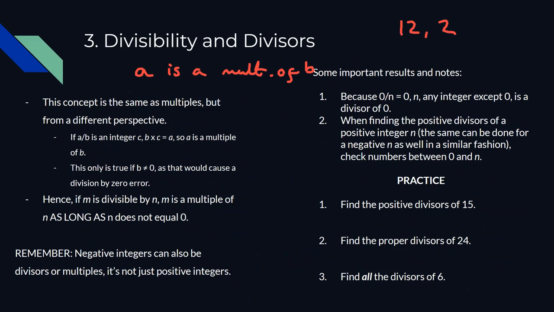Now let's look at some other rules over here. If a over b is an integer, let that integer be c. Then b times c equals a, because a over b equals c.